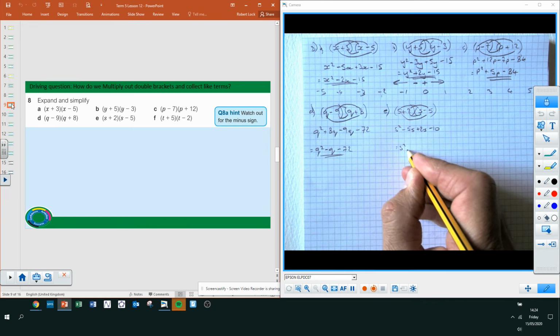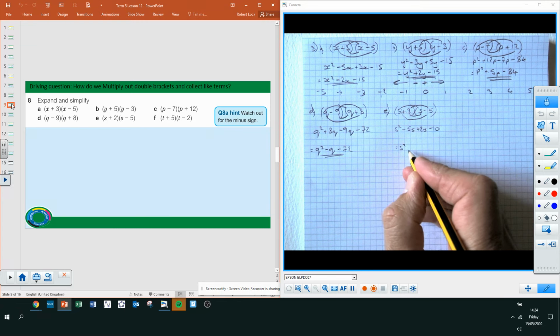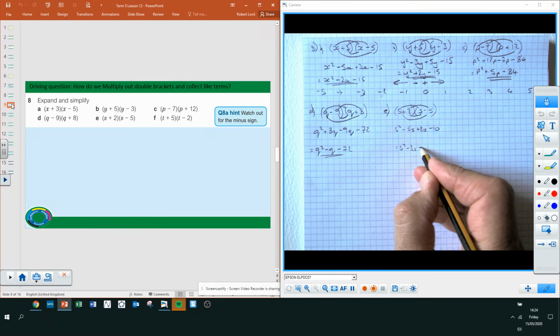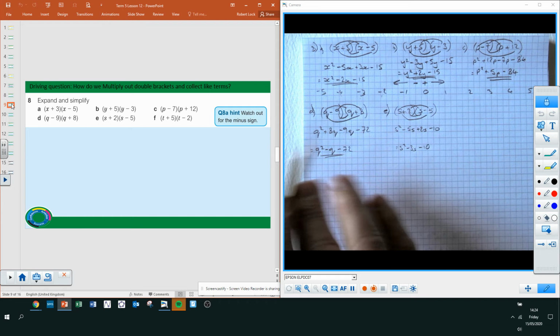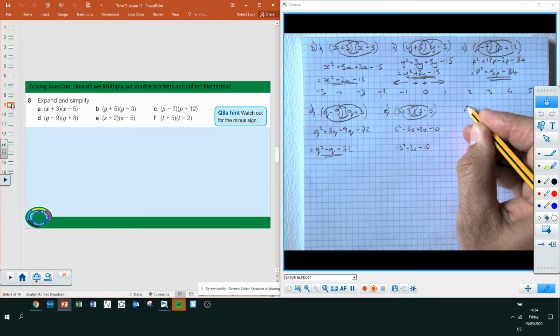Equals s squared minus 5. Add 2. 1, 2, minus 3. Minus 3s minus 10. You need a number line? Write a number line in. It makes life easy for you, for me.